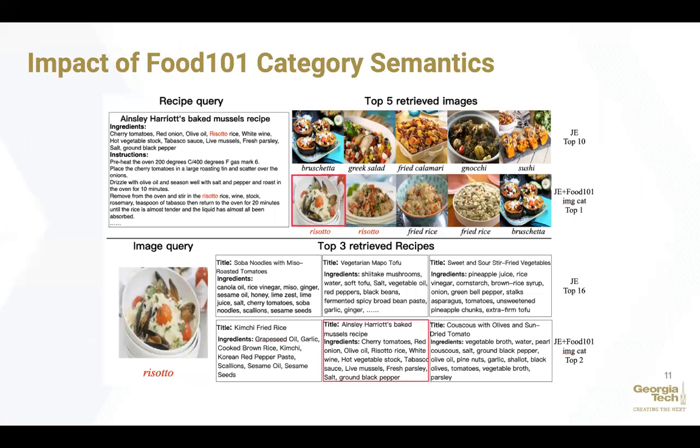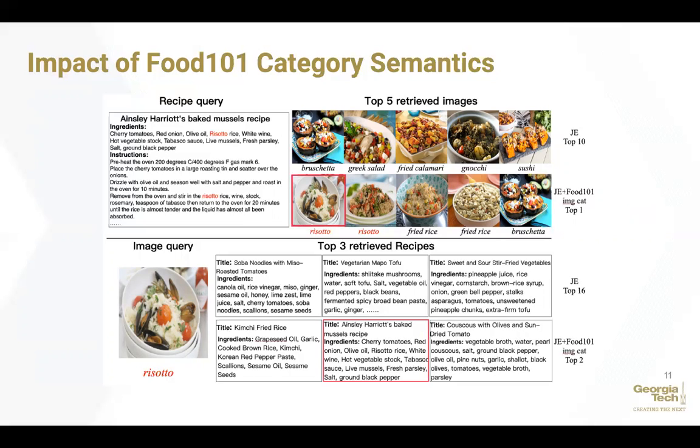This figure provides a visual example by comparing JE baseline and JE plus Food11 image category semantics. The predicted Food11 categories are listed below the top 5 retrieved images. For the risotto recipe query on the top, the JE plus Food11 image category approach returns the food image about the risotto as the top 1 result. In comparison, using the JE approach, the matched image is returned as the top 10 in the query results.